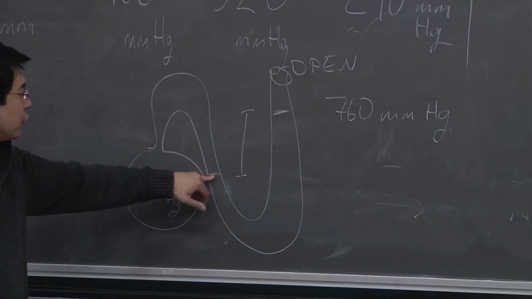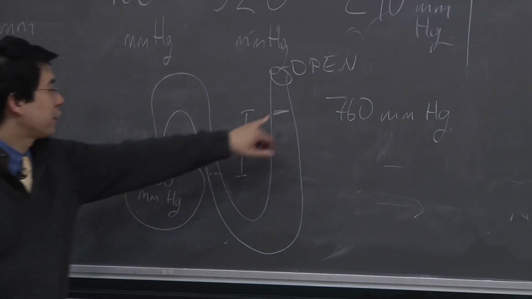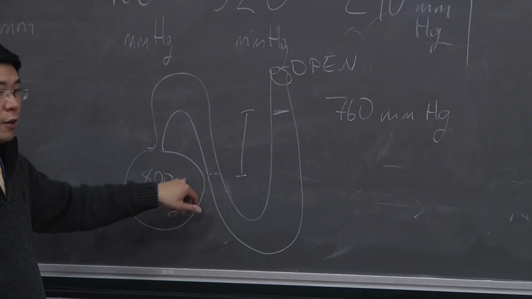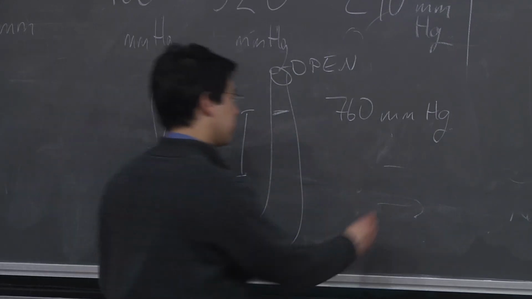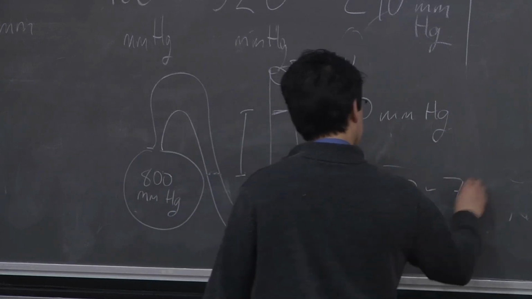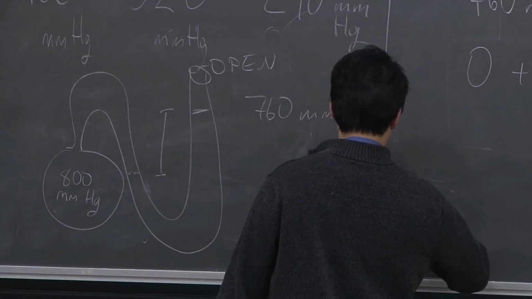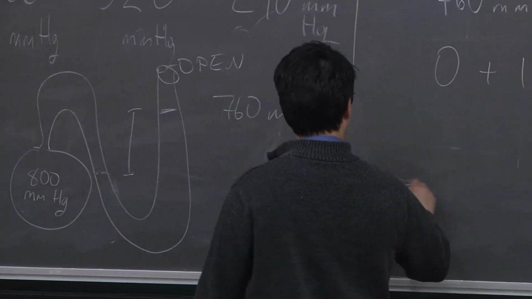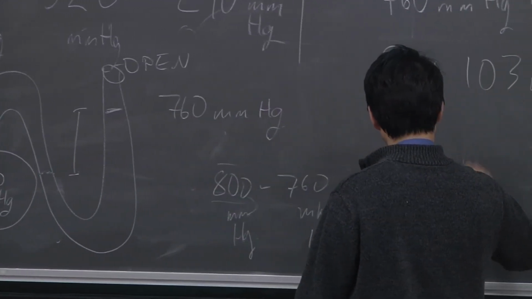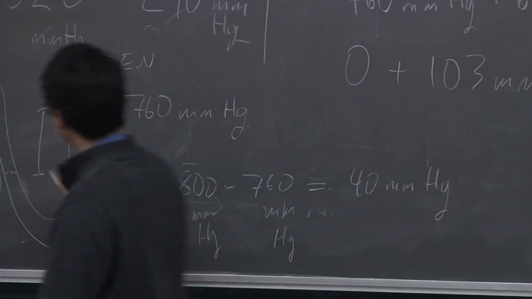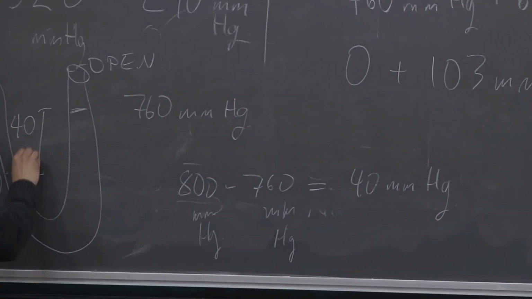This side is lower. This side is higher. That means this side has a greater pressure. It's greater by how much? 800 minus 760 equals 40 millimeters of mercury. So that's going to be 40 millimeters.